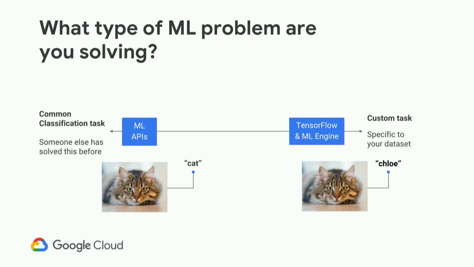But let's say, for example, that this is your cat, its name is Chloe, and you want to identify Chloe apart from other cats in your image data set. So this is a more custom task. You're going to need to train a model on your own data using labeled data so that it can identify Chloe apart from other cats and animals in your image library.